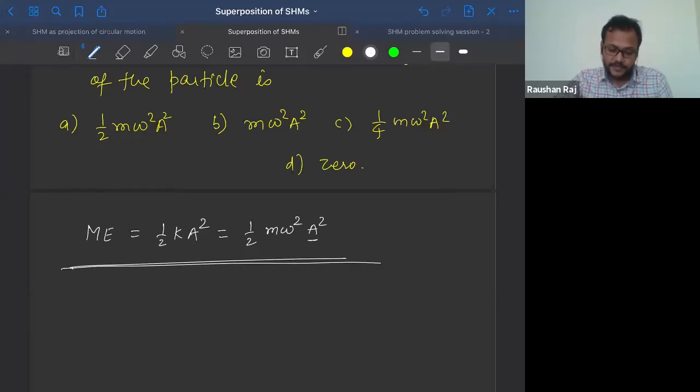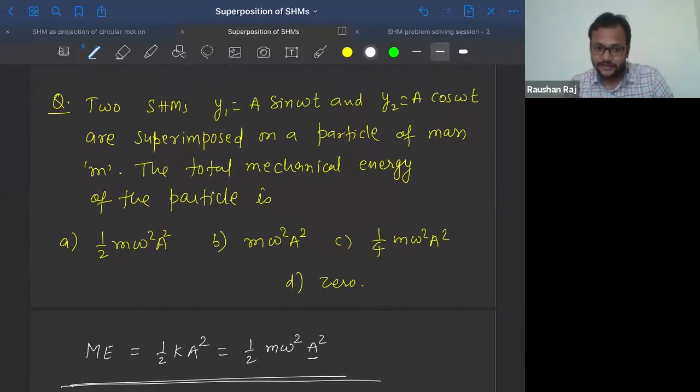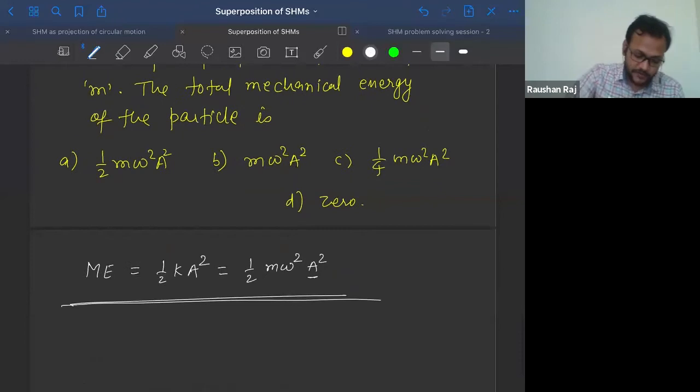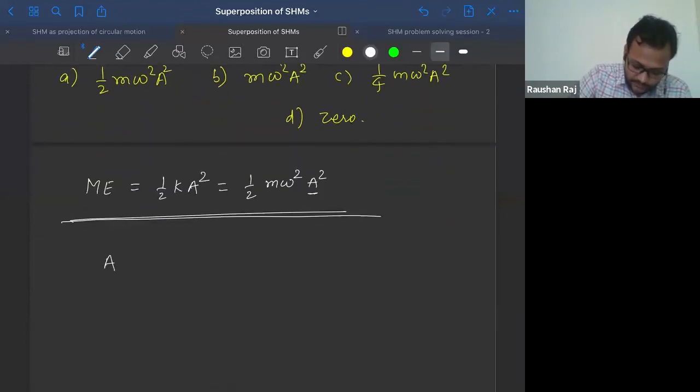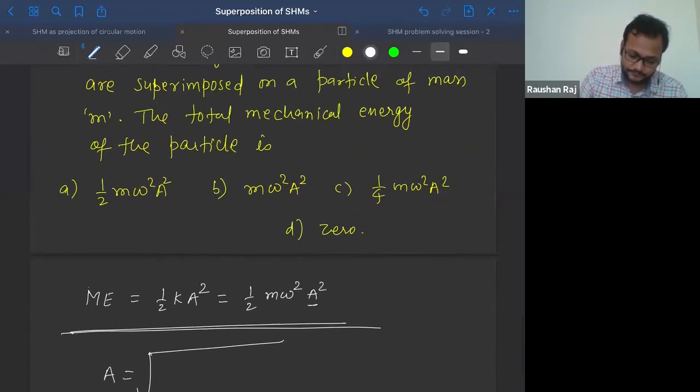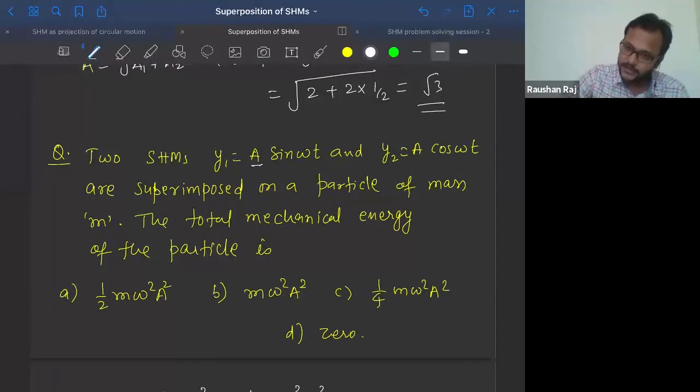Here we have to find the total mechanical energy of the particle, which is going to perform simple harmonic motion because of two oscillators. So we have to find the resultant amplitude. How do you find the resultant amplitude? The resultant amplitude is square root of A1 square plus A2 square plus 2 A1 A2 cos phi. What is A1 here? A. What is A2 here? A only.